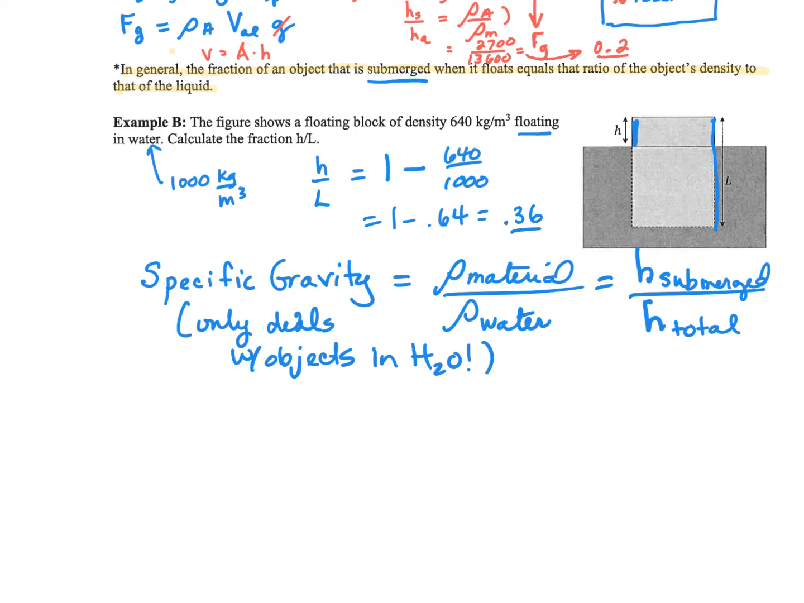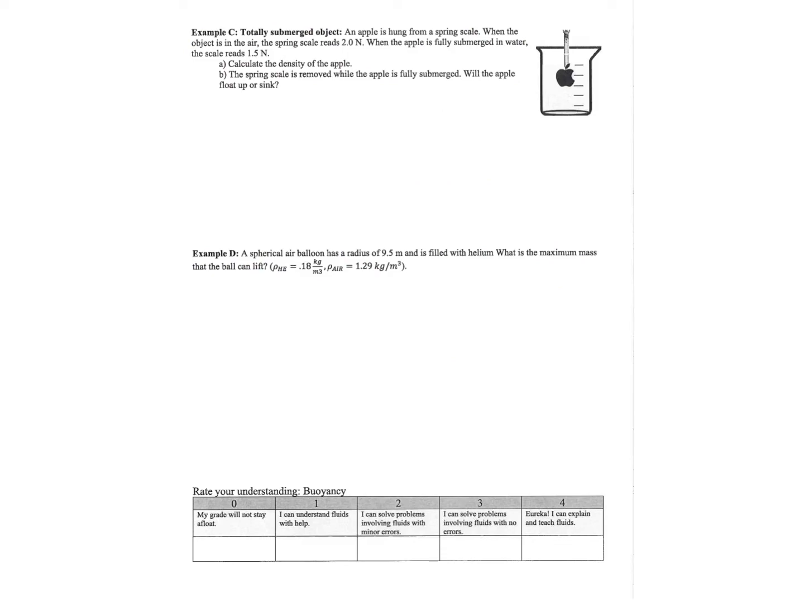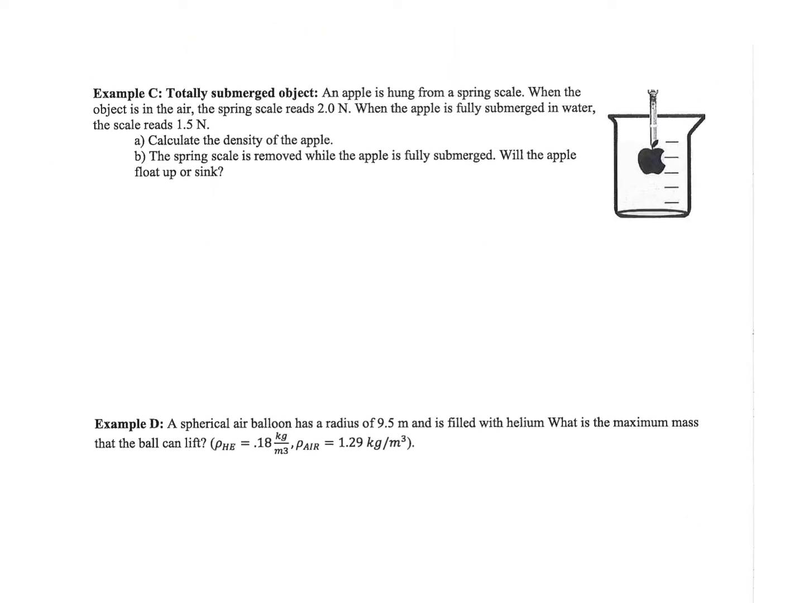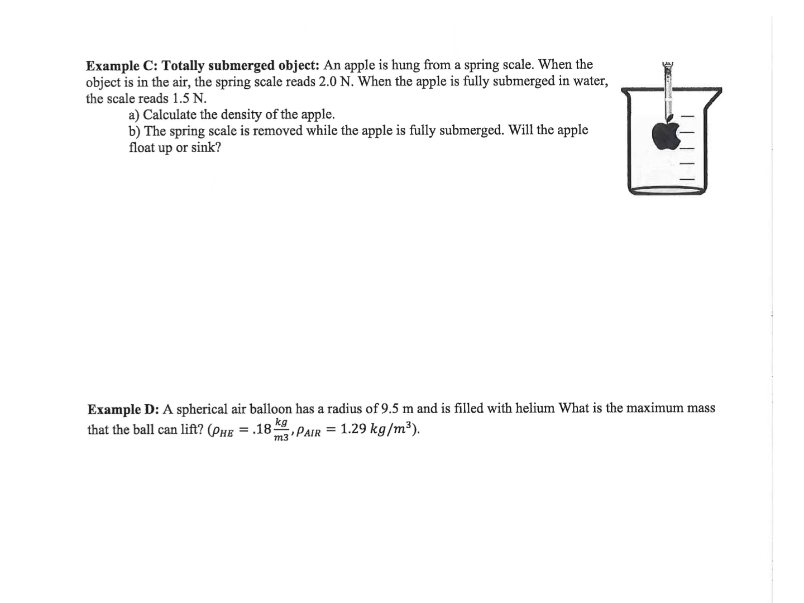Now, what if the object is submerged? Let's look at a totally submerged object. We have an apple hung from a spring scale. When the object is in the air, the spring scale reads 2 newtons. When the apple is fully submerged in water, the scale reads 1.5 newtons. It says calculate the density of the apple.